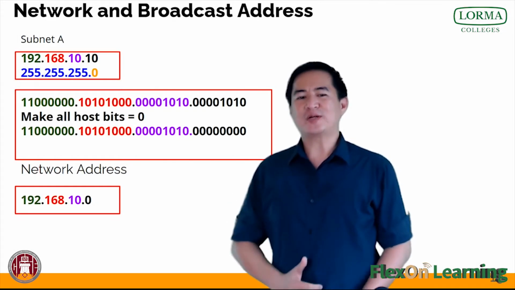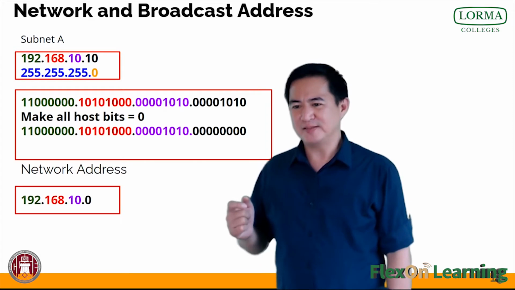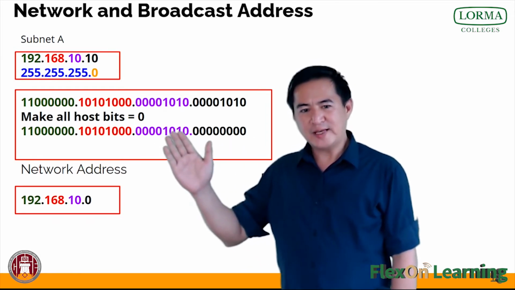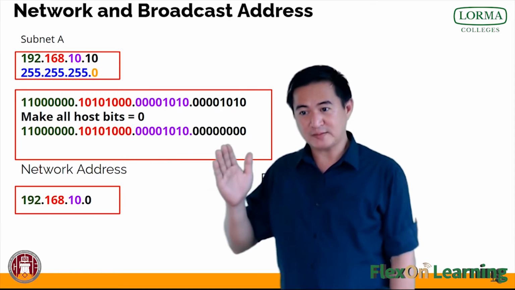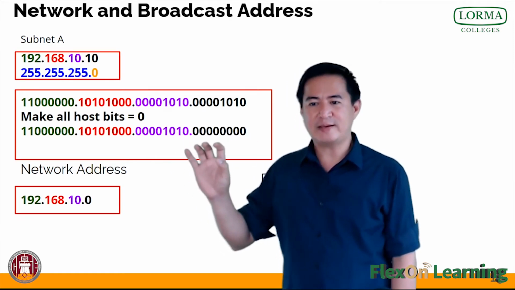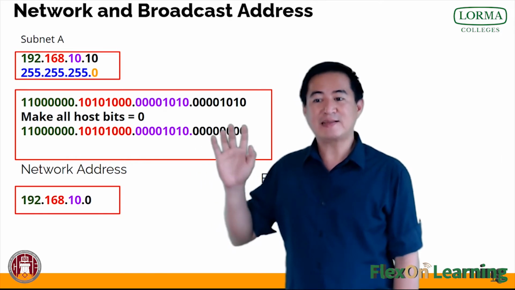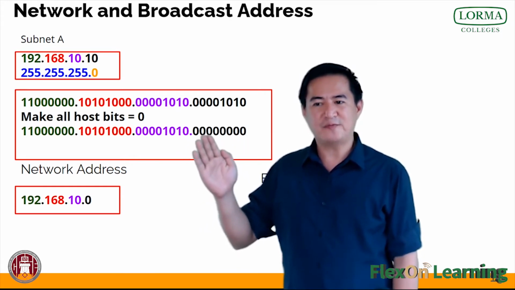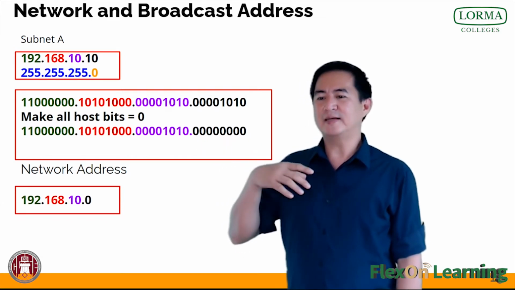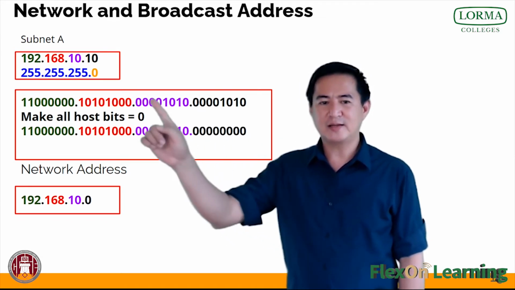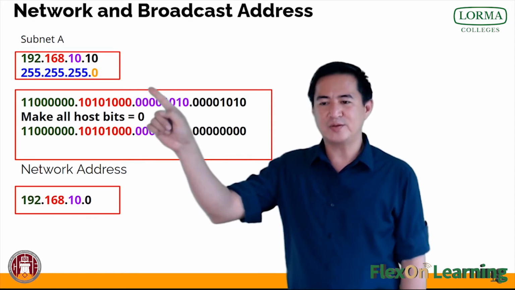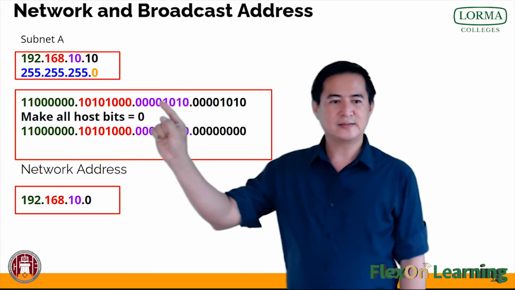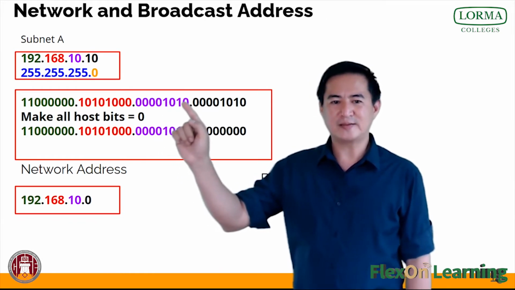To get the network address is very simple. What we are going to do is identify the network part and the host part. In this case, because this is class C, the network part will be the first three octets, and the host part is the last octet, as represented there with the 0 in orange. When you convert that to binary, you will get this equivalent.